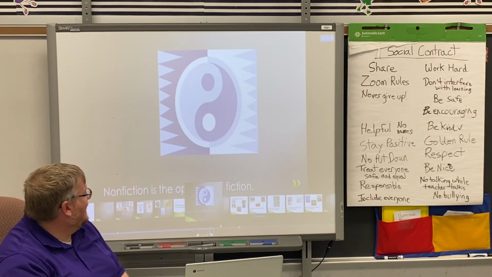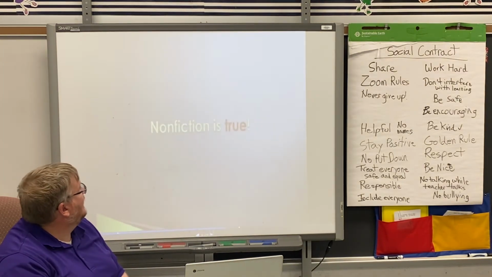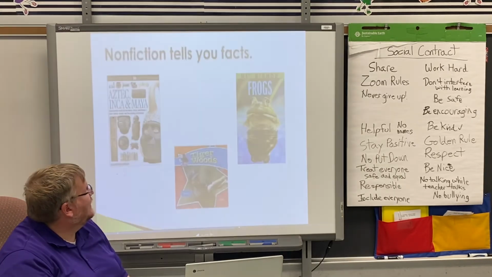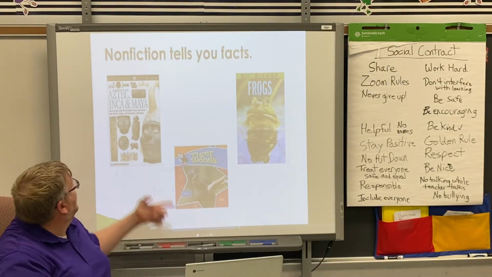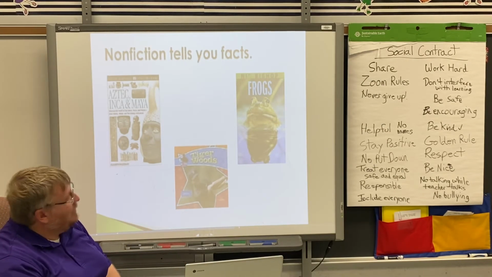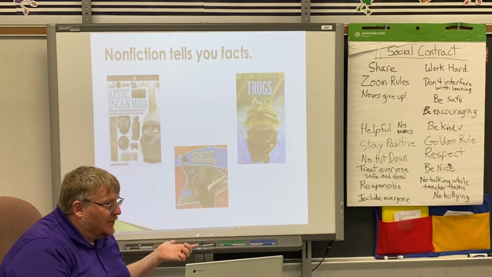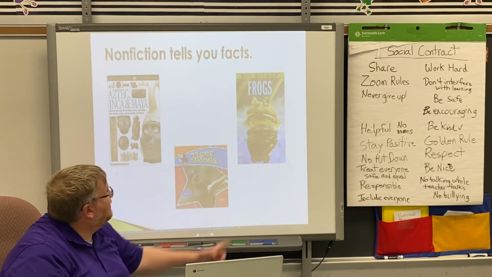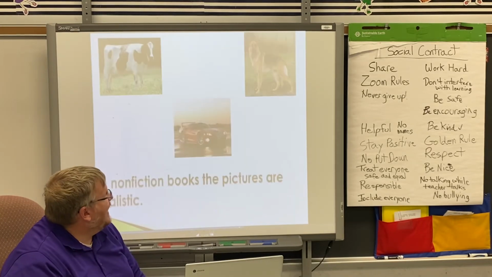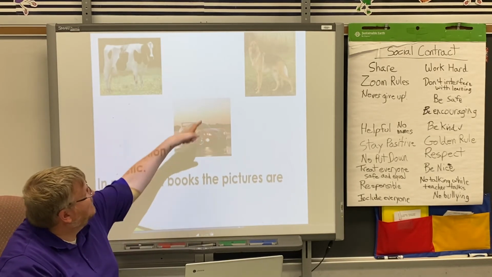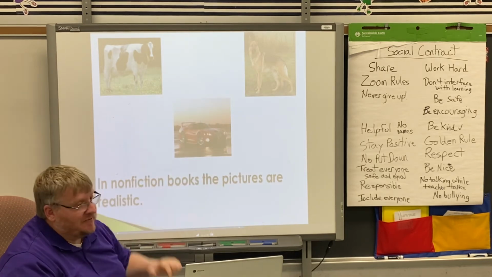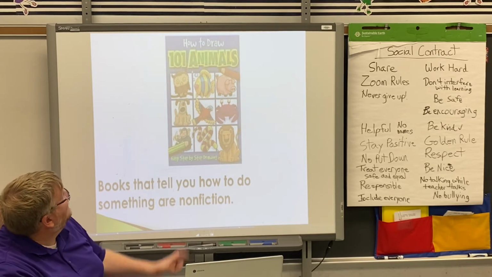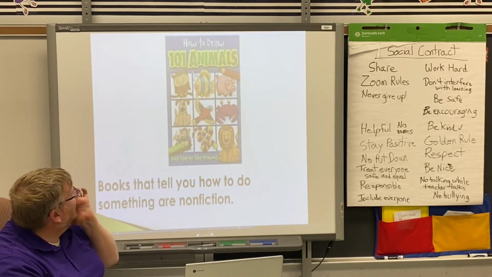So nonfiction is the opposite. Nonfiction is true. So these stories really do happen. They're stories about the Aztec, Inca, and Maya. Those are Indians, and Indians really did exist. Tiger Woods is a famous golfer. If you read about real animals or cars, or dogs, they're definitely real. You can tell just by looking at a book like how to draw 101 animals.